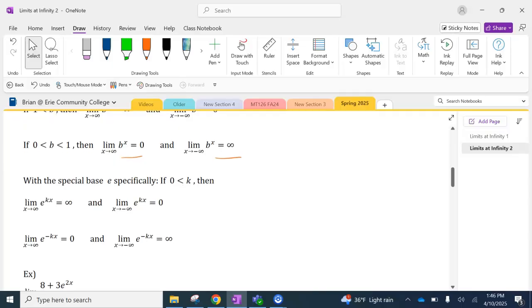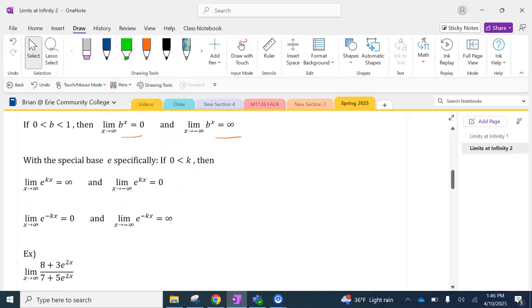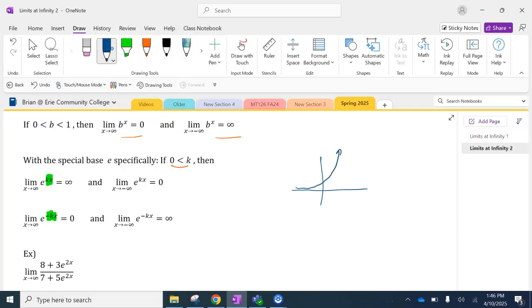Let's look specifically at the base e, because base e comes up a lot. We're assuming we've got some positive number k, and what we're focusing our attention on is e to the kx or e to the negative kx. Well, if k is positive, then we're still talking about exponential growth if it's e to the positive kx.